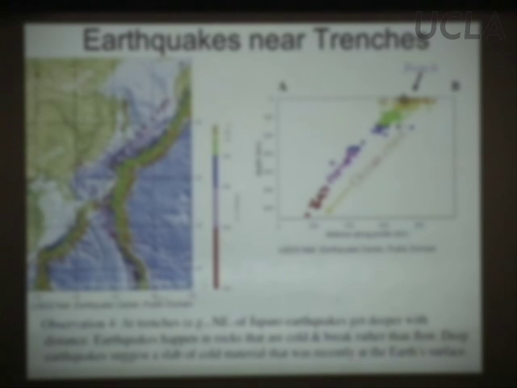And it's still staying cold because it takes rocks a long time to heat up. Rocks are kind of bad conductors of heat. So you can take a rock, a big piece of it, shove it down into a hot part of the Earth, and it's going to take millions of years to heat up.